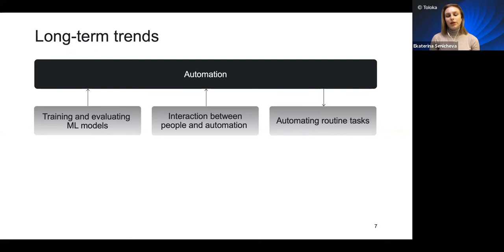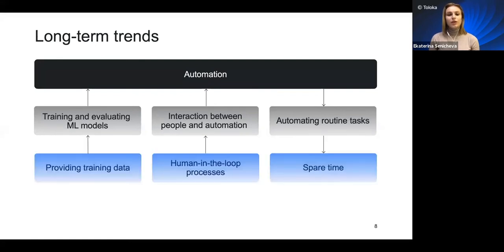With new machine learning methods and models, we are able to solve more complicated tasks. Interaction between people and automation is promoted with the help of modern frameworks. So we have a human-AI collaboration which contributes to the automation process. And thanks to the automation, we have more routine tasks and our mundane activities being automated, which helps us to have more spare time. So it is impossible to think about the future of automation without qualitative data provided.